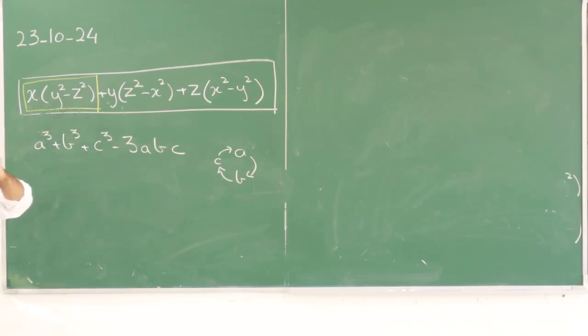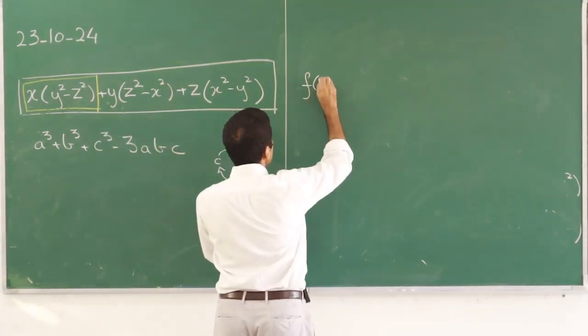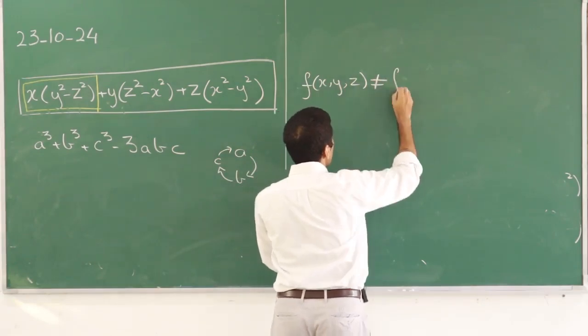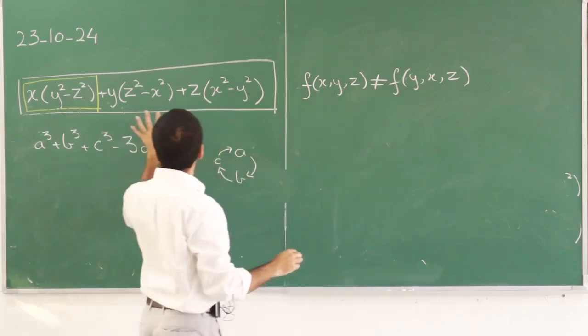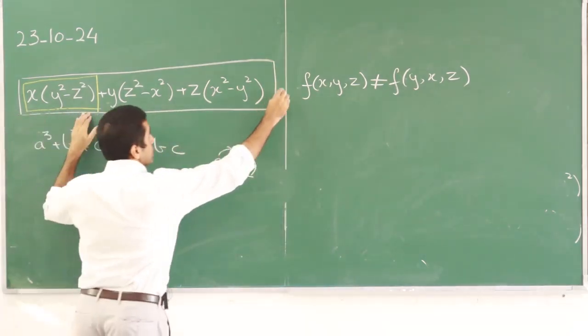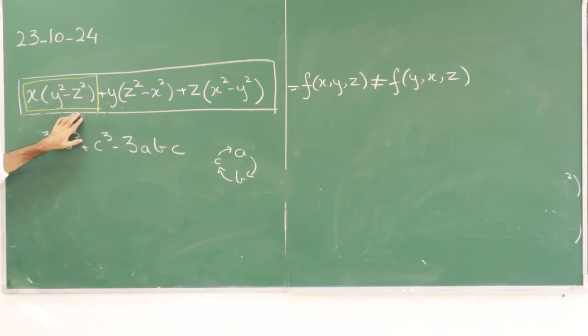ये बात समझ आ रही है आपको? हाँ? So if this is f of x, y, z, this is not equal to f of y, x, z. ये वाला, you can just check it. ये वाला polynomial, अगर इसको मैं कहूँ this is f of x, y, z, और अगर मैं सिर्फ y, x को interchange करूँ और z को ना interchange करूँ, तो this is no longer the same polynomial. Is this clear to everybody?